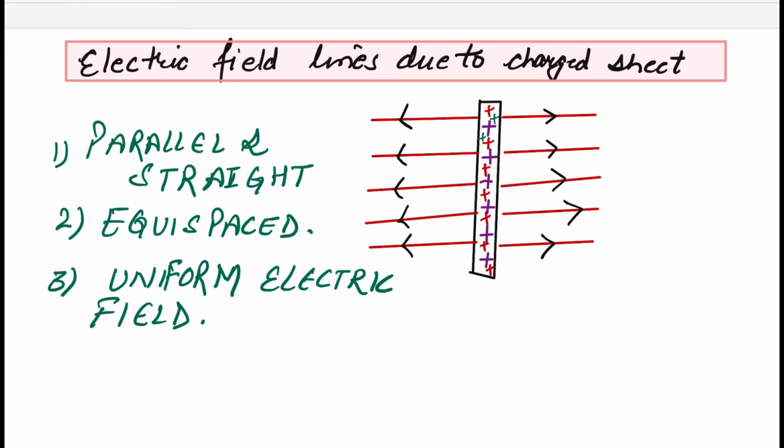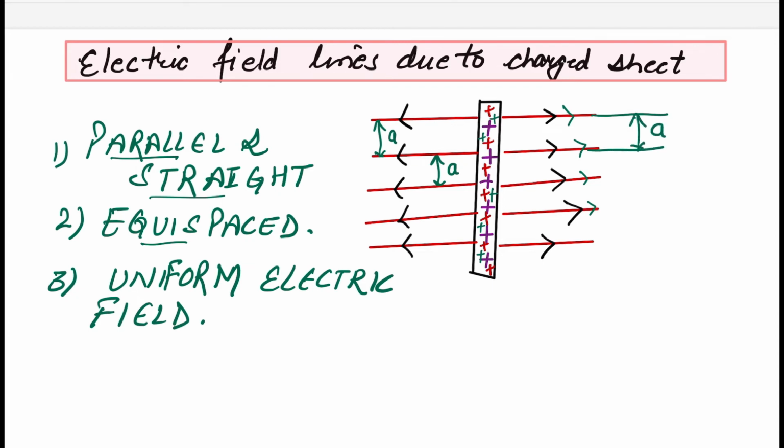This is the charge which is uniformly charged positive throughout. The field lines are directed away from it. These lines are parallel and straight. They are equispaced, which means the distance between these two lines is a. Then for the next line, the distance is again a, and they will keep on moving with the distance a.